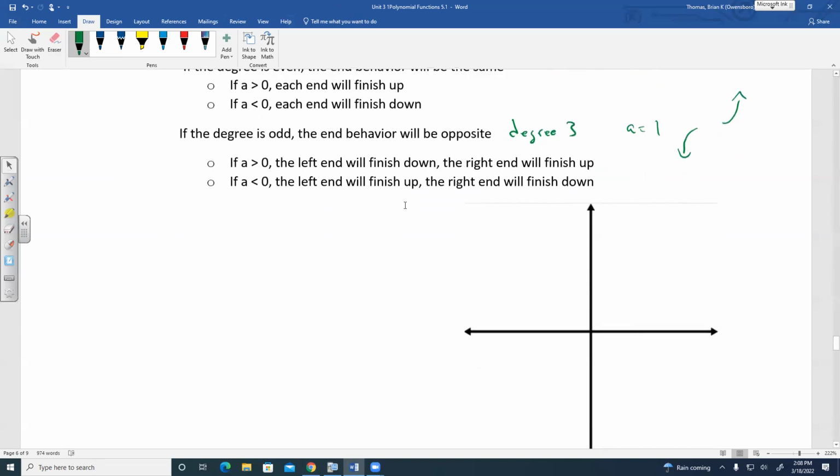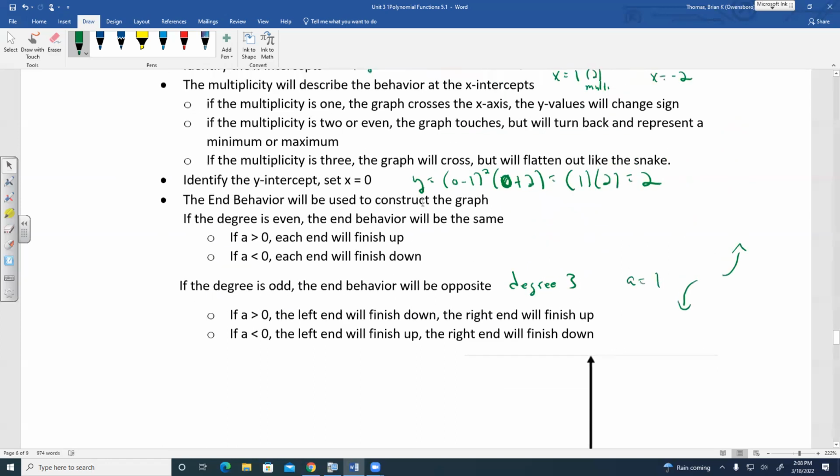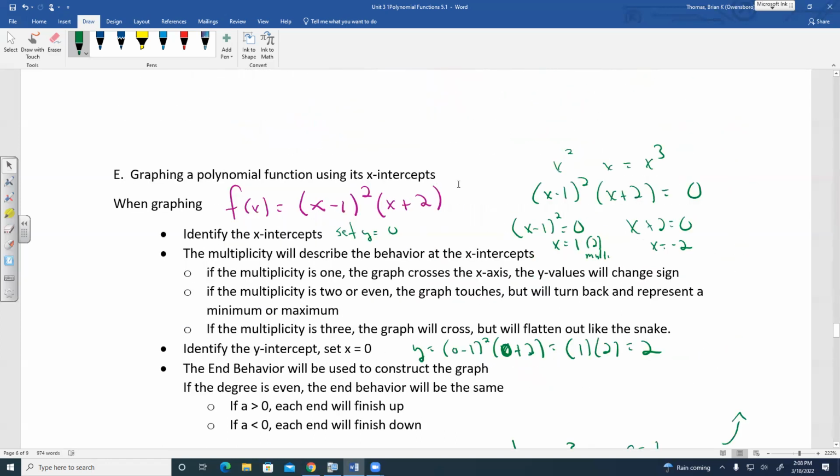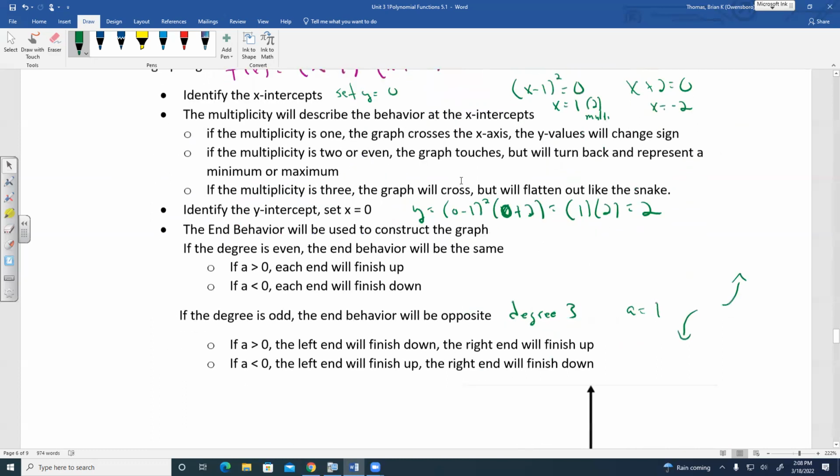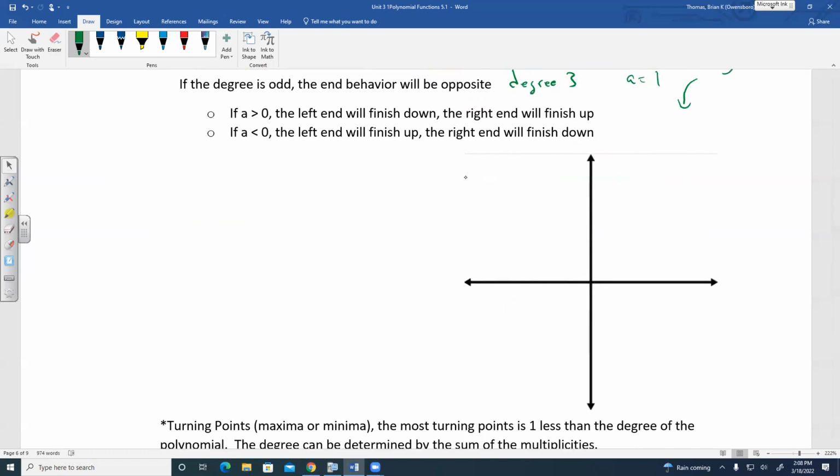So if I graph this problem, what we do is we graph the x-intercepts to start with. So we graph the 1 and the negative 2. So the 1 would go here, and the negative 2 would be over here.